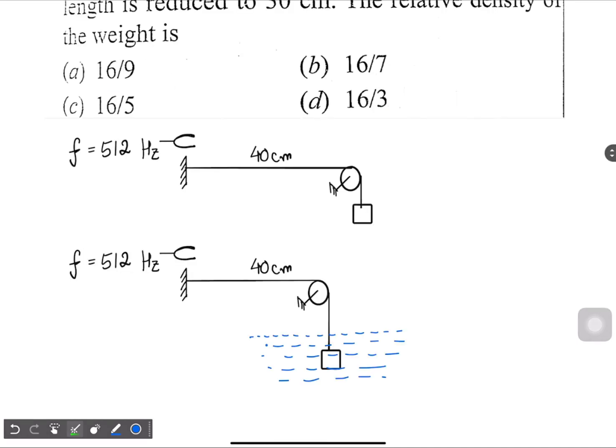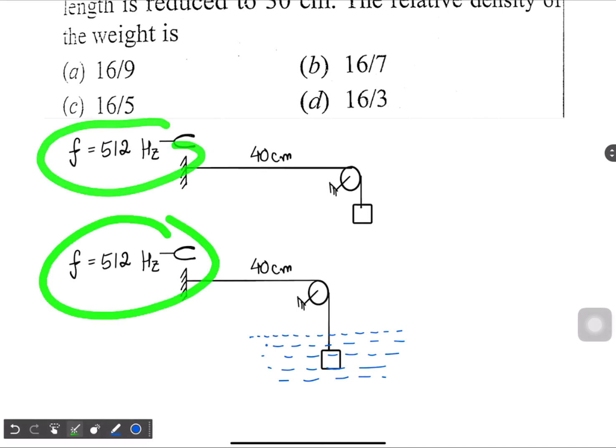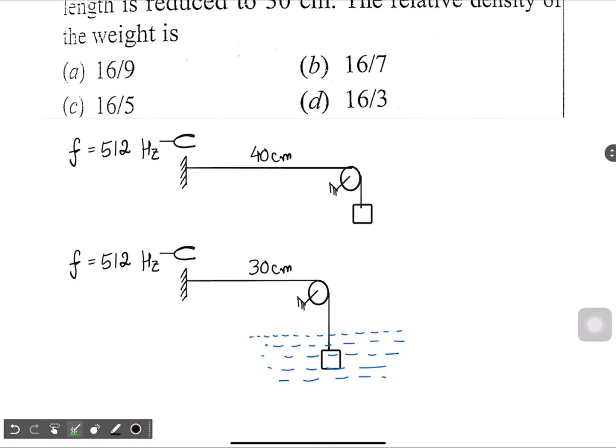Okay. So here are your two cases. In both the cases, you have the same tuning fork creating the same frequency. But here the length of the string is 40 centimeter while here the length of the string is 30 centimeter because the block is now submerged in water. So we just have to compare the tensions in the two cases and we will get the answer.